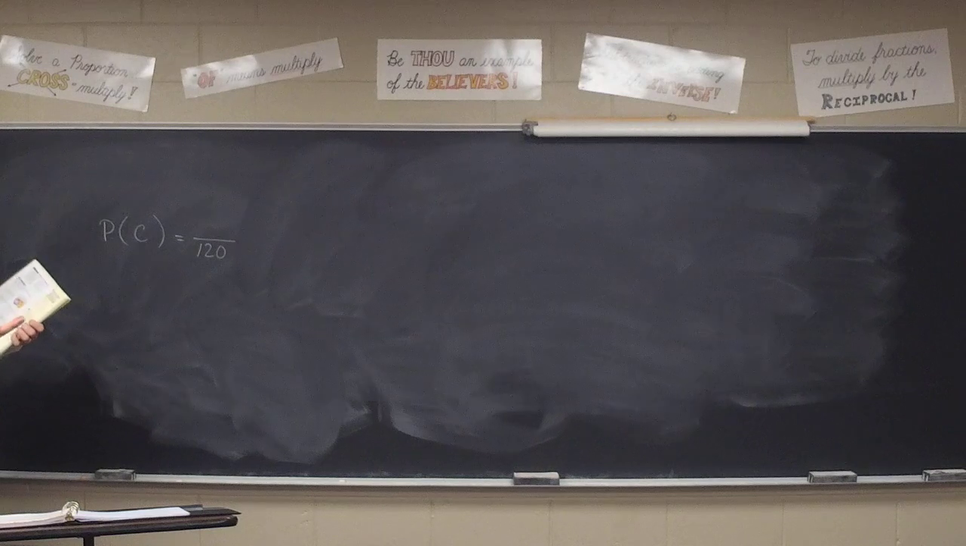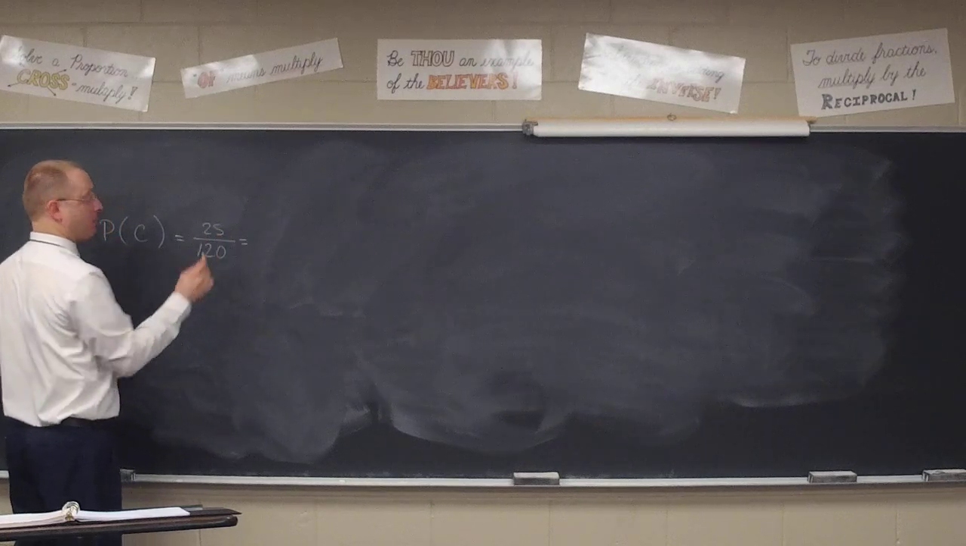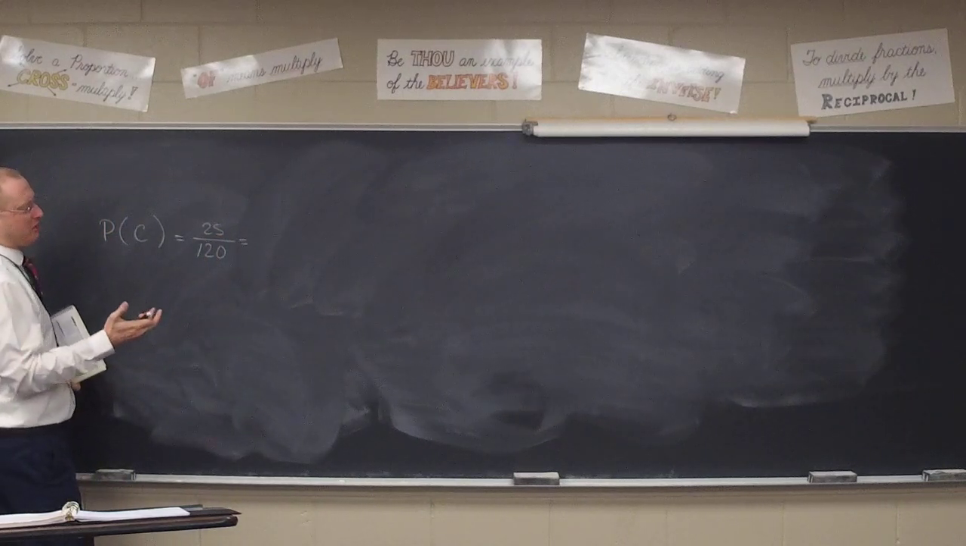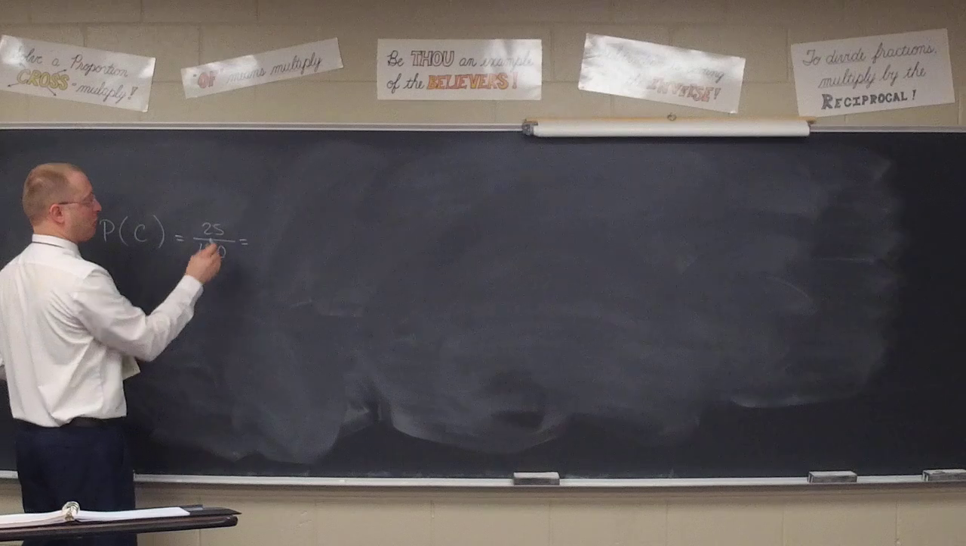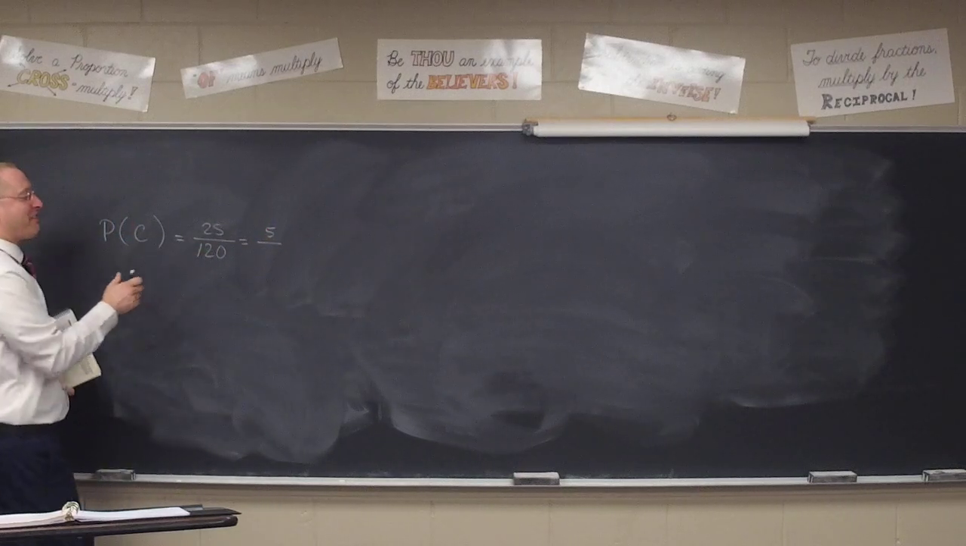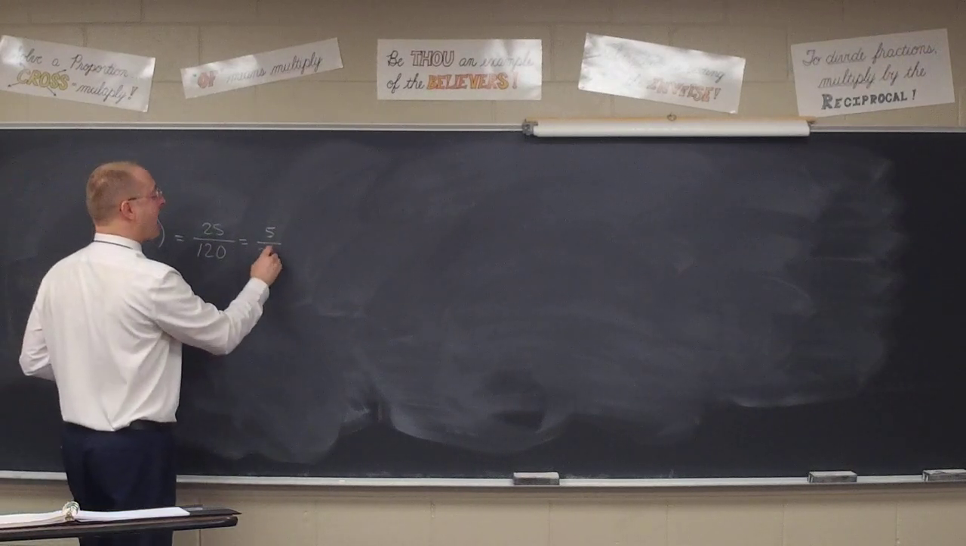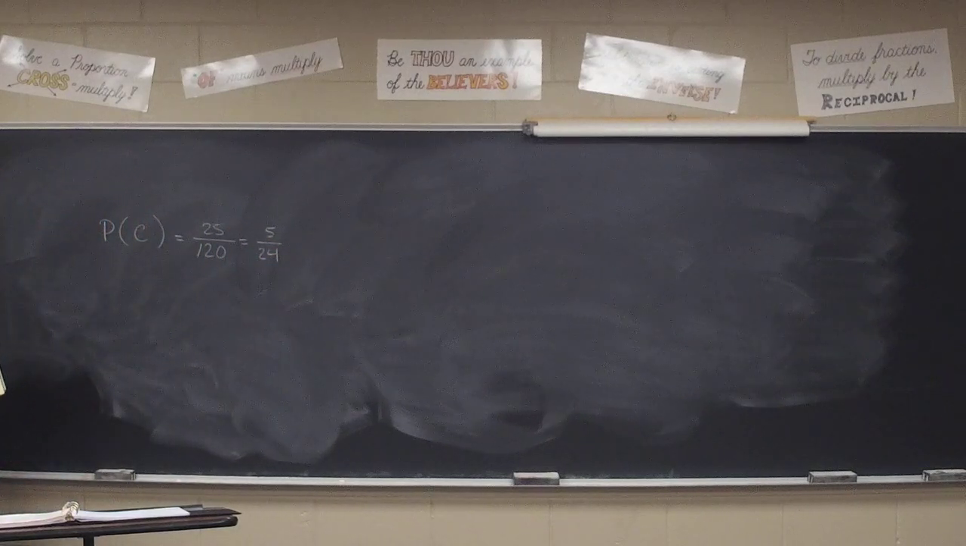And then on the top, we're going to put the number of catchers he has. 25. We can divide what out of the top and bottom, anyone? 5. I wish you could divide more, but you can't quite. So divide a 5 out of the 25, you get? 5. And then divide a 5 out of the 120. Anyone? 24.